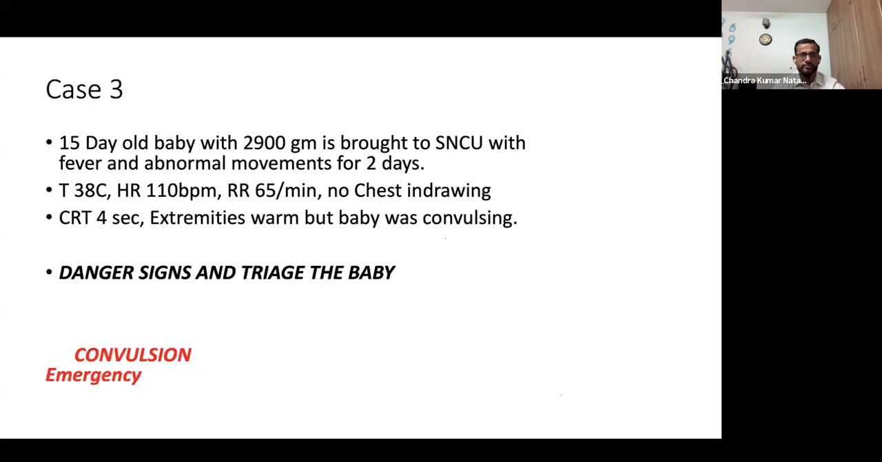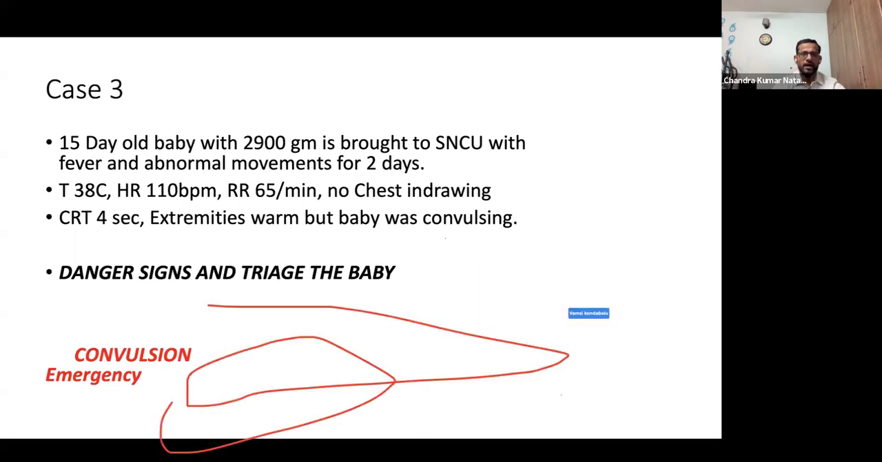That is always important. So the third case is a 15-day-old baby with 2.9 kg brought to SNCU with fever and abnormal movements for 2 days. Temperature is 38. Heart rate is 110 per minute. Respiratory rate 65 per minute.